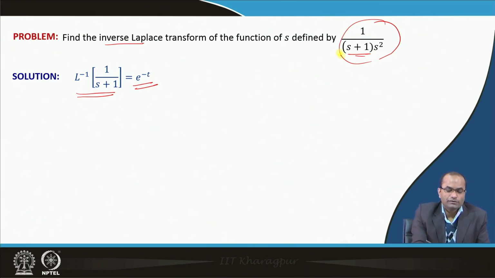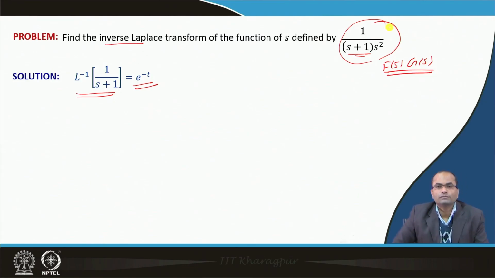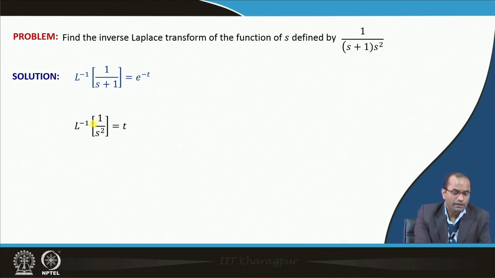That means we have the product of two functions here, f(s) and let us say g(s). This is given as the product of two functions. The two functions are 1 over s plus 1, and the other one is 1 over s square, and we know the Laplace inverse of both of them because they are very elementary functions. So, the Laplace inverse of 1 over s plus 1 will be e power minus t, and the Laplace inverse of 1 over s square will be t.